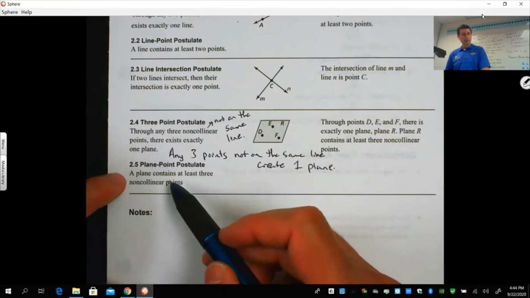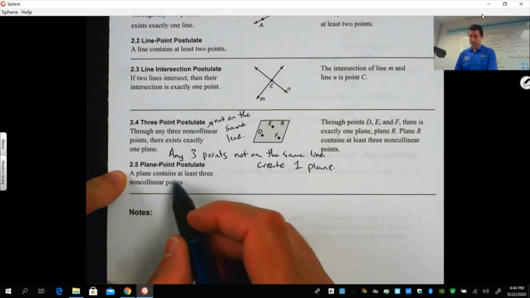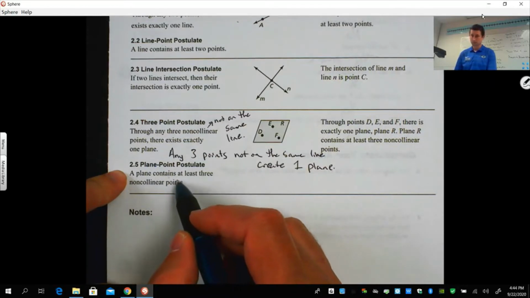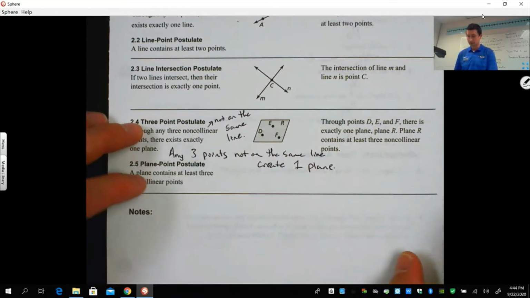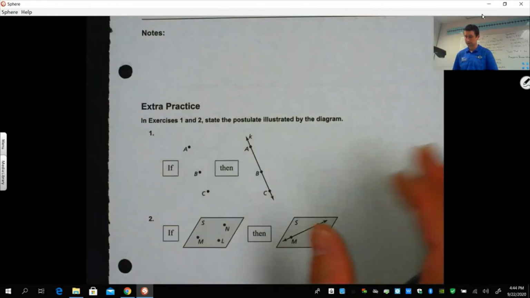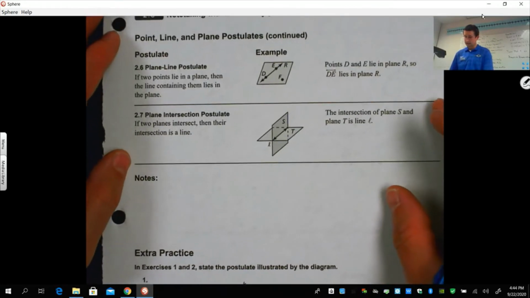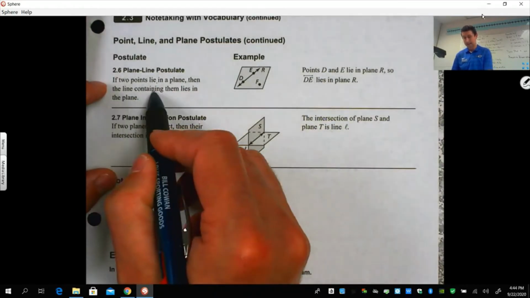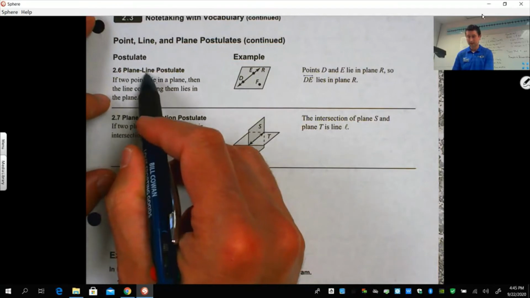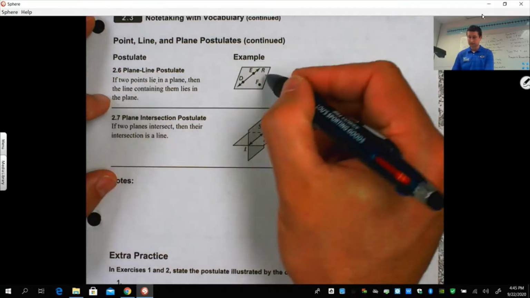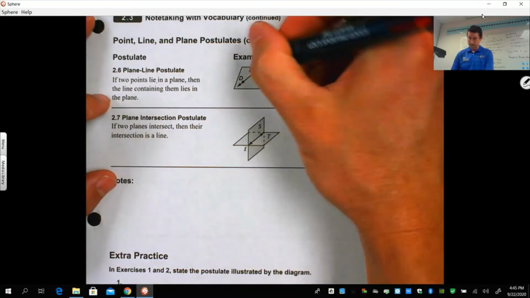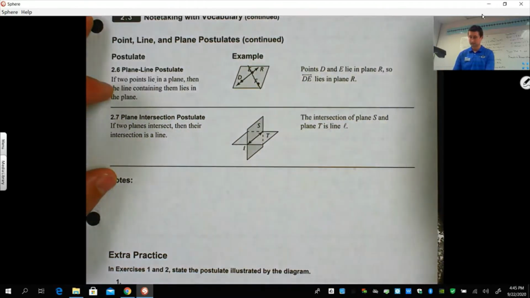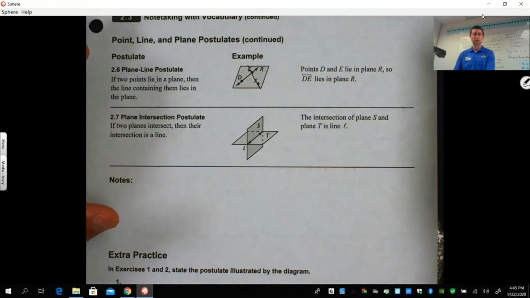This is kind of the converse here. Plane-point postulate. A plane contains at least 3 non-collinear points. Okay, so kind of the converse of that one. If you have a plane, you have at least 3 non-collinear points. Plane-line postulate. If 2 points lie in a plane, then the line containing them lies in the plane. So if you have 2 points in a plane, the line that connects those 2 points also lies in that plane. Okay, think of the ceiling, the lines in our ceiling, or the floor, or the wall.